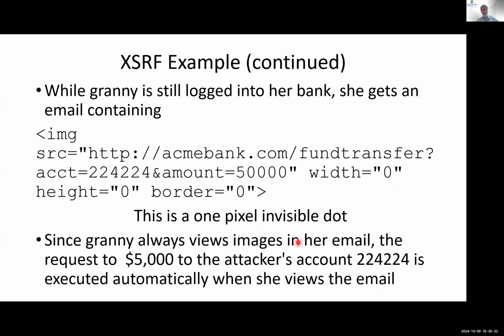So since Granny always views her email, this is going to be executed as soon as she opens it. It's going to go out to the Acme Bank website, but she's already logged on, so it already believes she can do this. She's already authorized actions. She doesn't have to log in again. She is logged in at this time. And it's going to transfer $50,000, say wrong, 20 zeros there, $50,000 to the attacker's account.